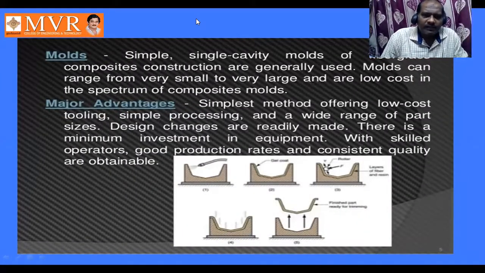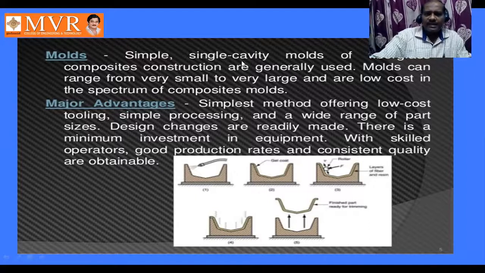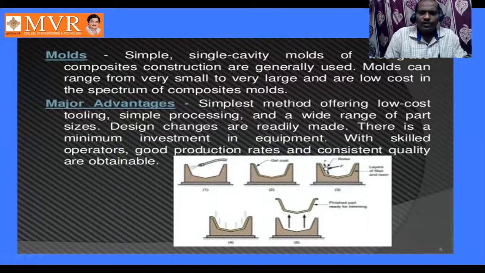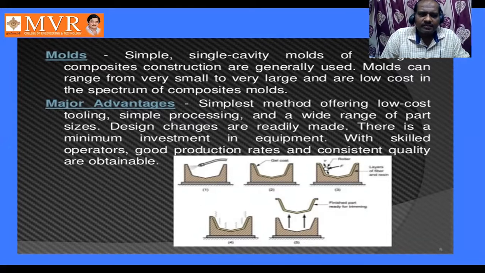What are the materials required for this one? Here they have mentioned: simple single cavity molds of fiberglass composite construction are generally used. Molds can range from very small to very large and are low cost in the spectrum of composite molds. Major advantages: the simplest method, offering low cost tooling, simple processing, and a wide range of part sizes. Design changes are readily made. There is a minimum investment in equipment, and with skilled operators, good production rates and consistent quality are obtainable.